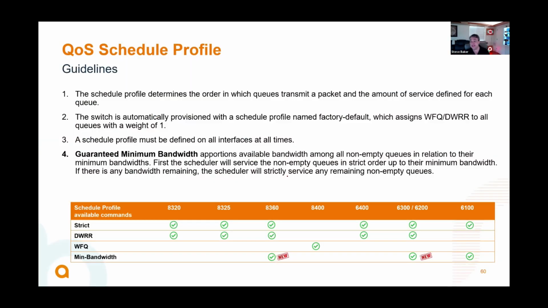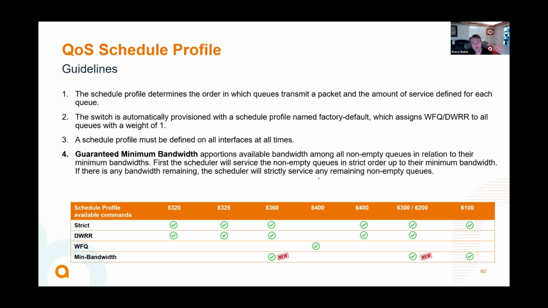So here's some guidelines, and you'll take note that this minimum bandwidth guarantee feature has been added to the 8360 with 10.7 and the 63 and 6200. Like I mentioned, the scheduled profile is the one that determines which queue transmits a packet. And then, of course, the switch is automatically provisioned with a factory default schedule profile.